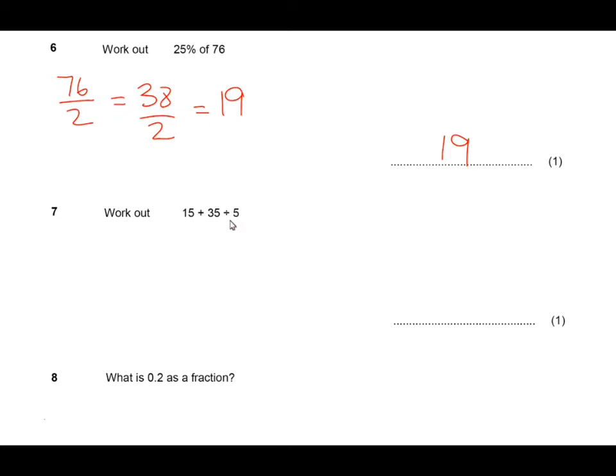Question 7 is all about BIDMAS. BIDMAS says that we do brackets first, then indices, then division and multiplication together, then addition and subtraction together. We have no brackets and we have no indices. So we do division and multiplication first, which is this part of our problem. So it becomes 15 plus, and 35 divided by 5 is 7. 15 plus 7 is 22. So the correct answer for 1 mark is 22.